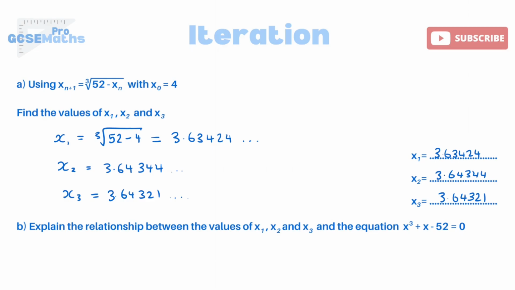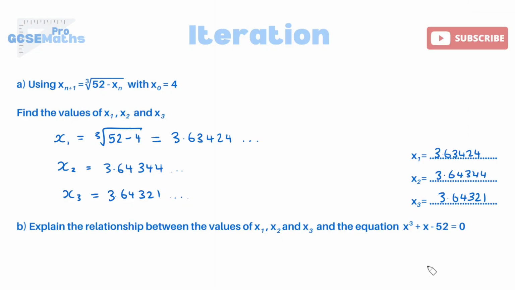The part B, though, is now saying to explain the relationship between the values of x1, x2 and x3 and the equation x cubed plus x minus 52 equals 0. Now we know that x1, x2 and x3 are solutions to an equation. If you have a look at this and compare it to your formula, you can see it's just a rearranged version, isn't it? We've got the 52, we've got just 1x, and we've got some kind of, this one's cubed, this is a cube root, so they've just rearranged it to create the iterative formula.